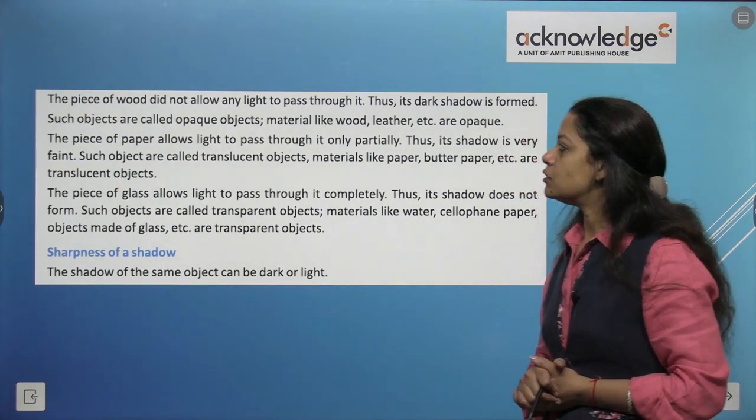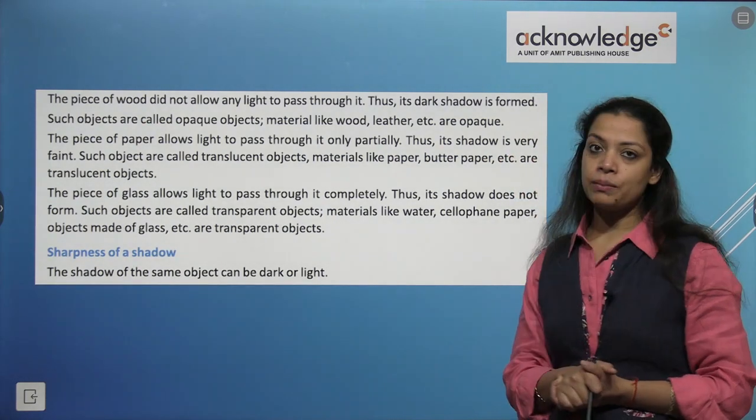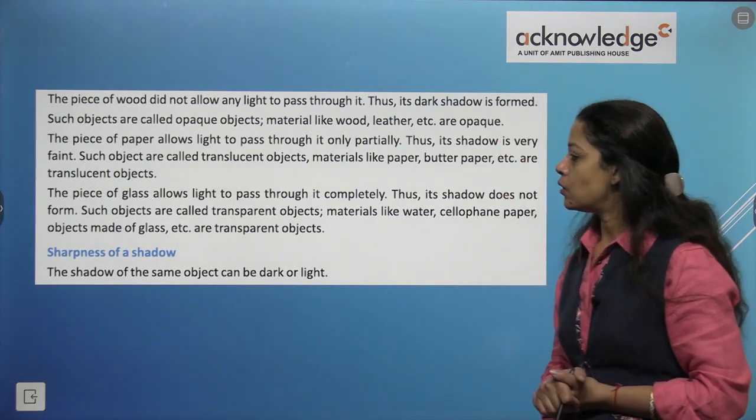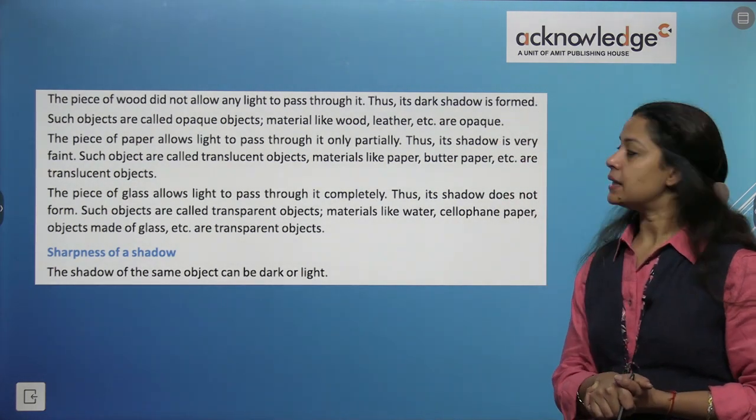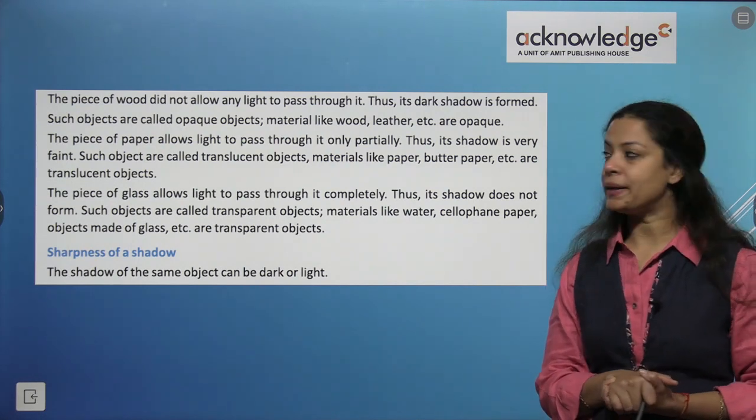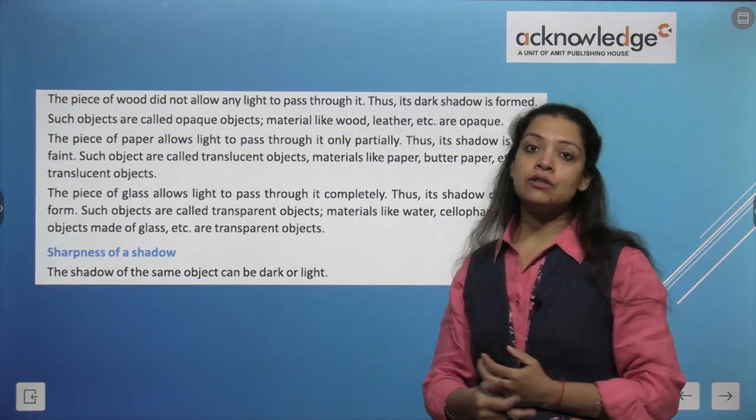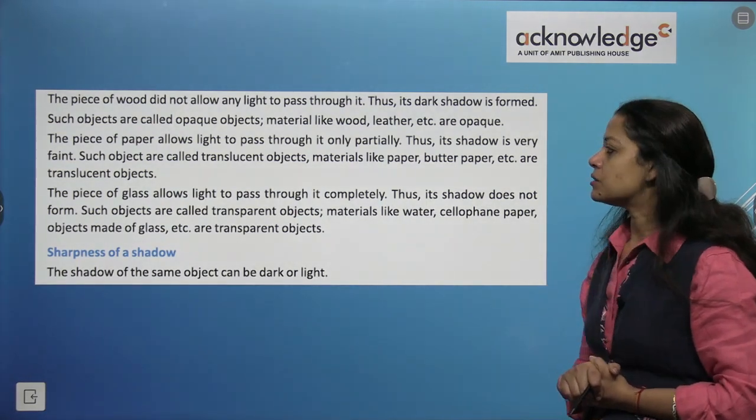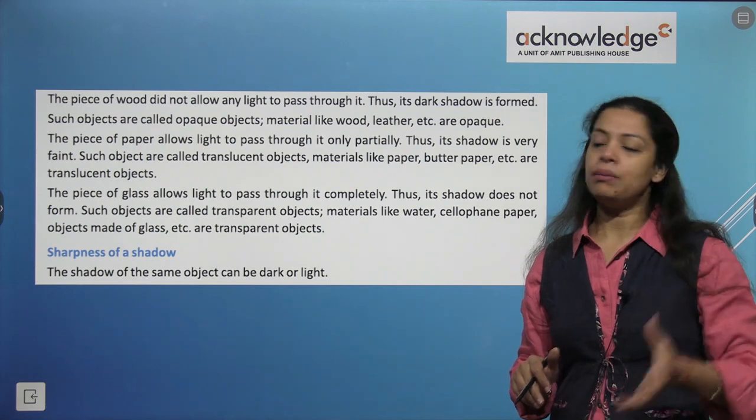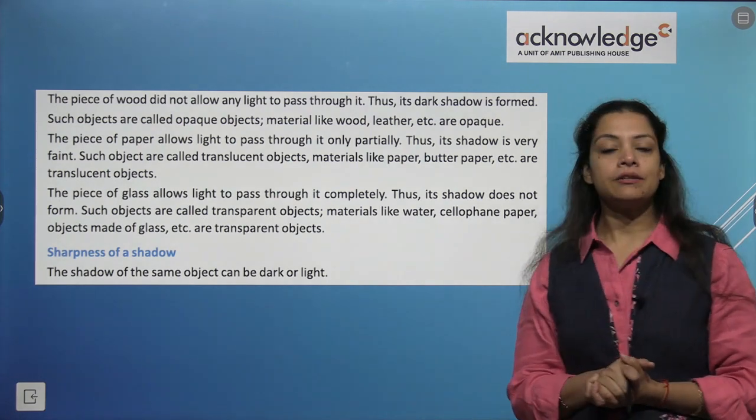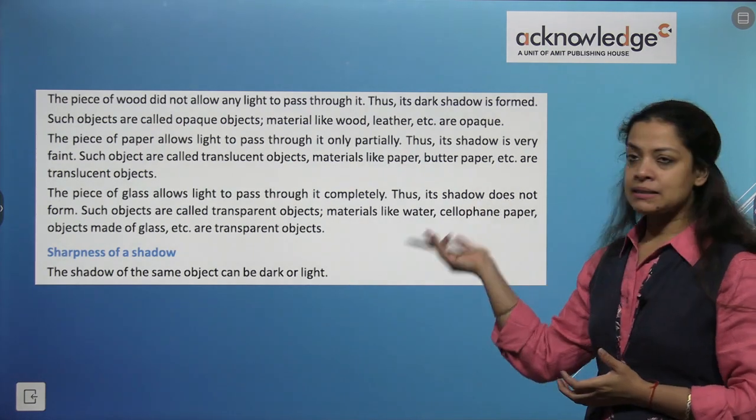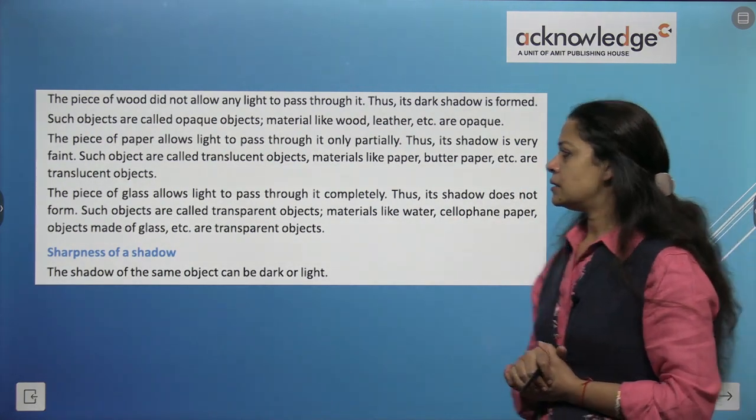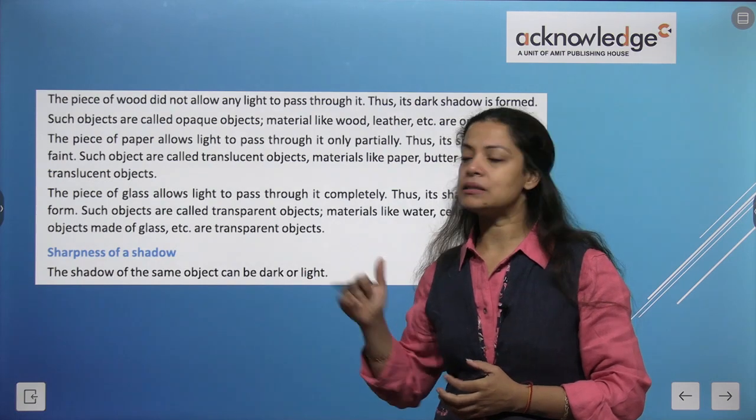The piece of wood did not allow any light to pass through it, thus its dark shadow is formed. Such objects are called opaque objects, and materials like wood, leather, they all are opaque. The piece of paper allows light to pass through it only partially, thus its shadow is very faint, that is very blurred. Such objects are called translucent, and examples are butter paper, normal paper. Then these all things are called translucent objects.